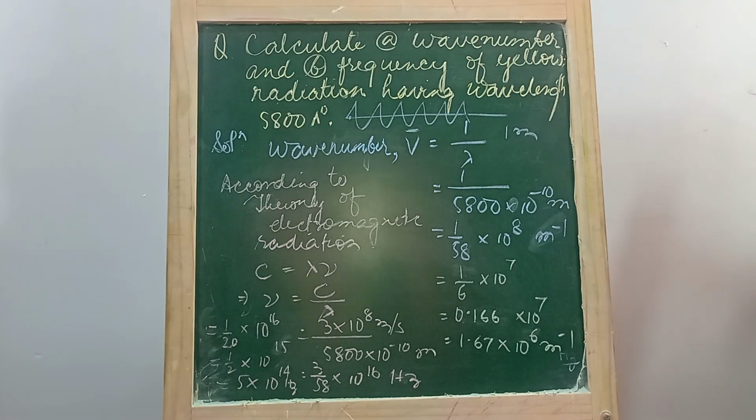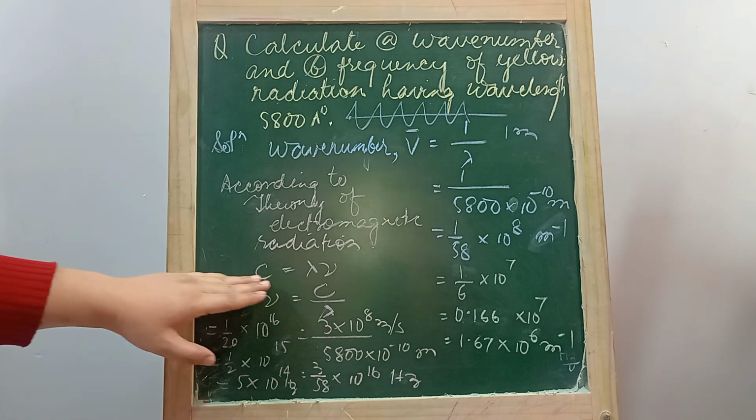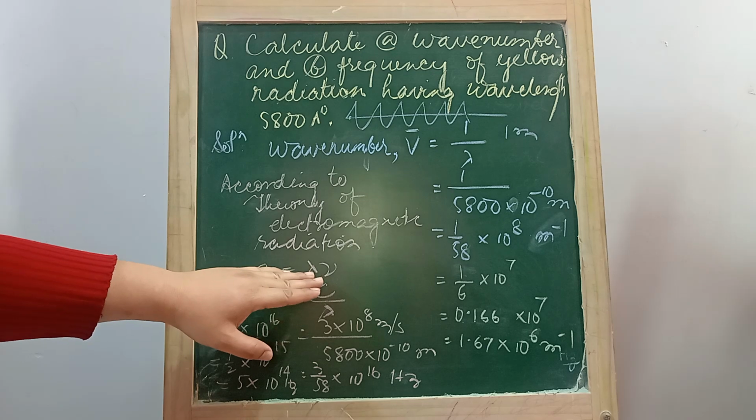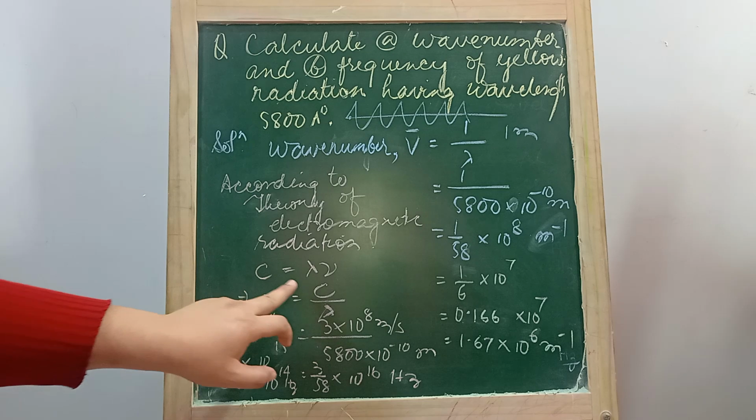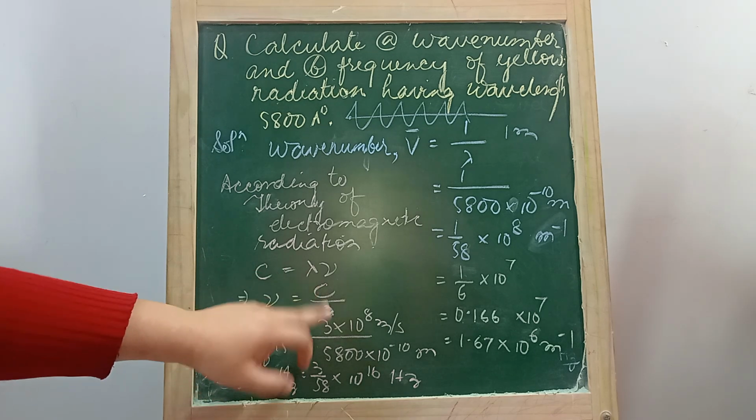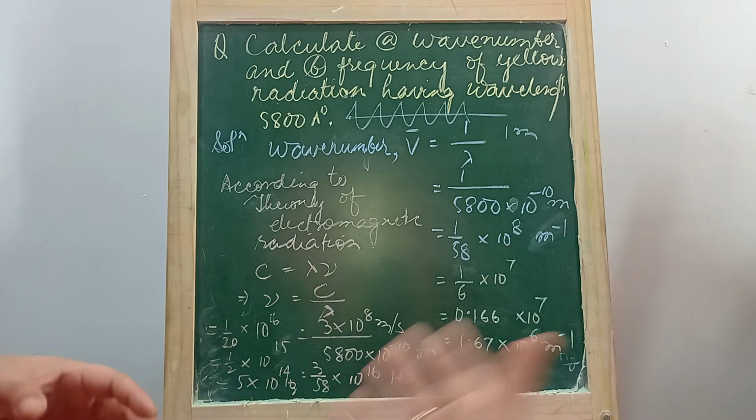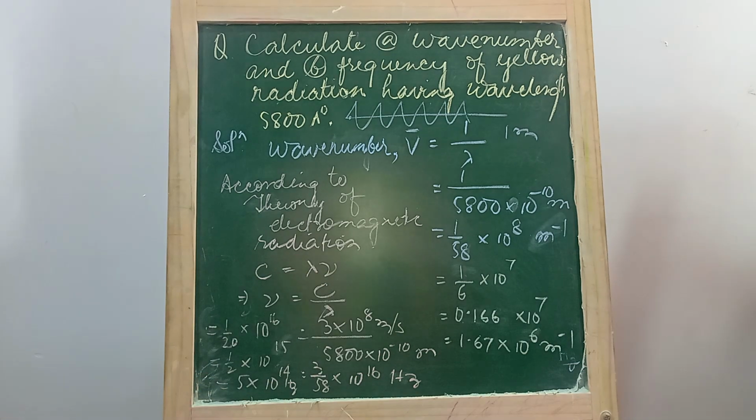And what about frequency? According to the classical theory of physics, the velocity of an electromagnetic wave is equal to wavelength times frequency. So to calculate frequency, it will be the velocity divided by wavelength. The velocity of electromagnetic waves is 3 times 10 to the power 8 meter per second, divided by 5,800 angstrom. One angstrom is 10 to the power minus 10 meter. So by simplifying, you get 5 times 10 to the power 14 hertz.